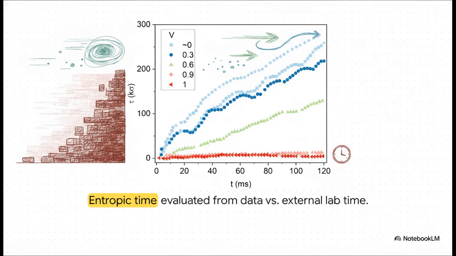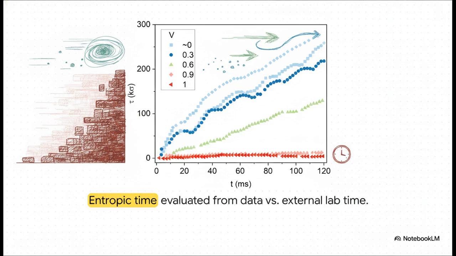Take a look at this graph. It's a direct visualization of time literally being created by entropy. The researchers evaluated this entropic internal time from their experimental data and plotted it against standard external lab time. The different colors you see represent different heights of that laser barrier. Notice how the entropic time actually flows faster. The slope is much steeper when entropy transfers efficiently between the dark and bright sectors.